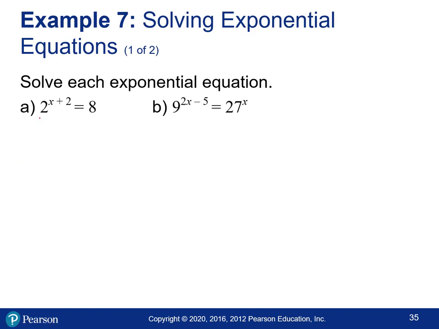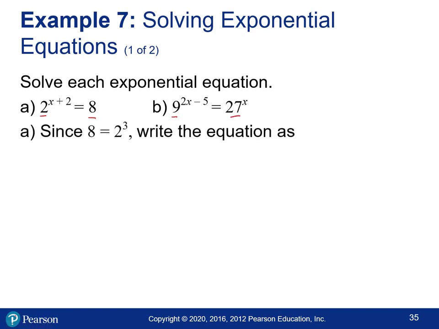So we're going to solve each of these exponential equations. Notice in both of them, the bases do not look like the same number. This one has a base of 2, while the other side of the equal sign has a base of 8. Over here in part B, this is a 9 as a base and 27 as a base. But that's okay, and I'll show you why. Because on part A, 8 is a power of 2, we can write the same base, so we can make the bases match.